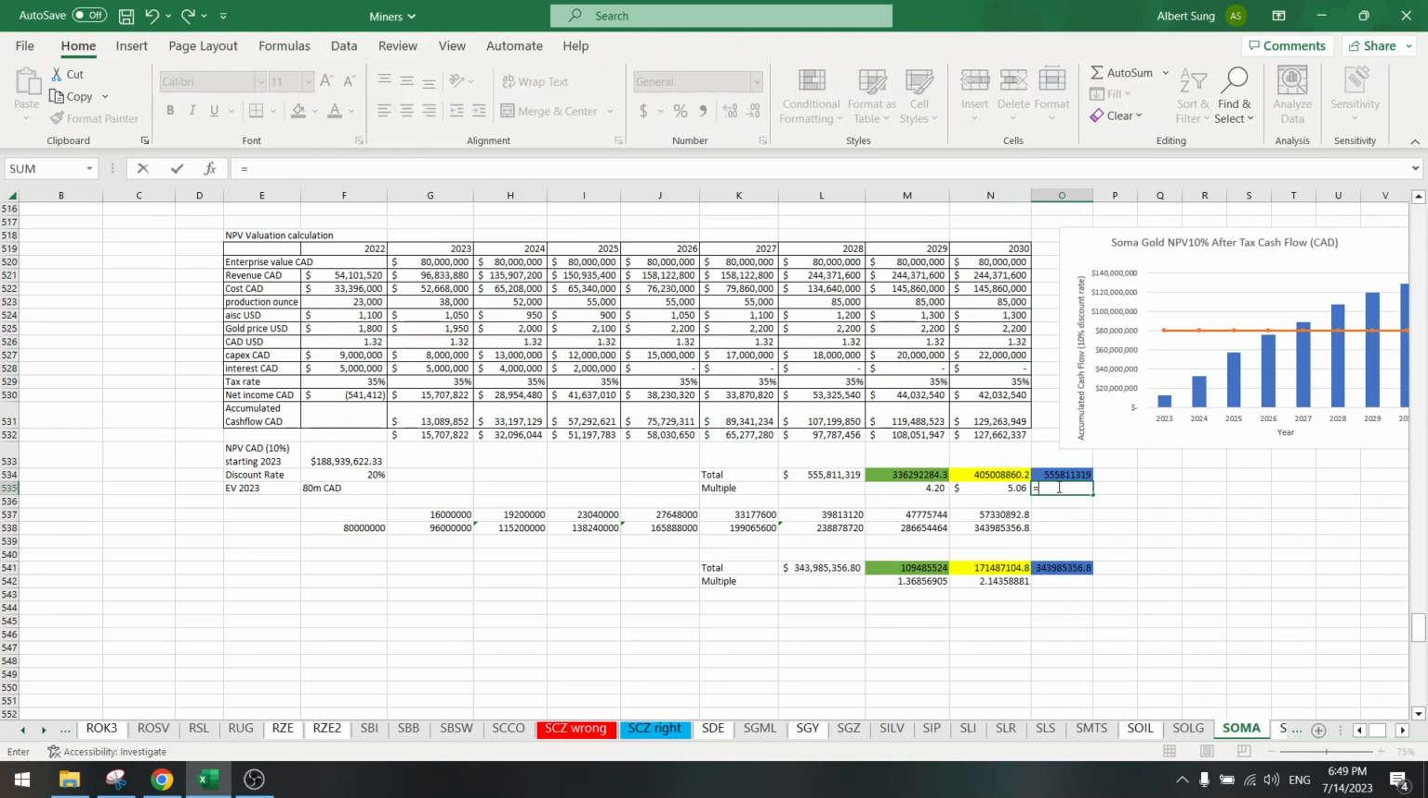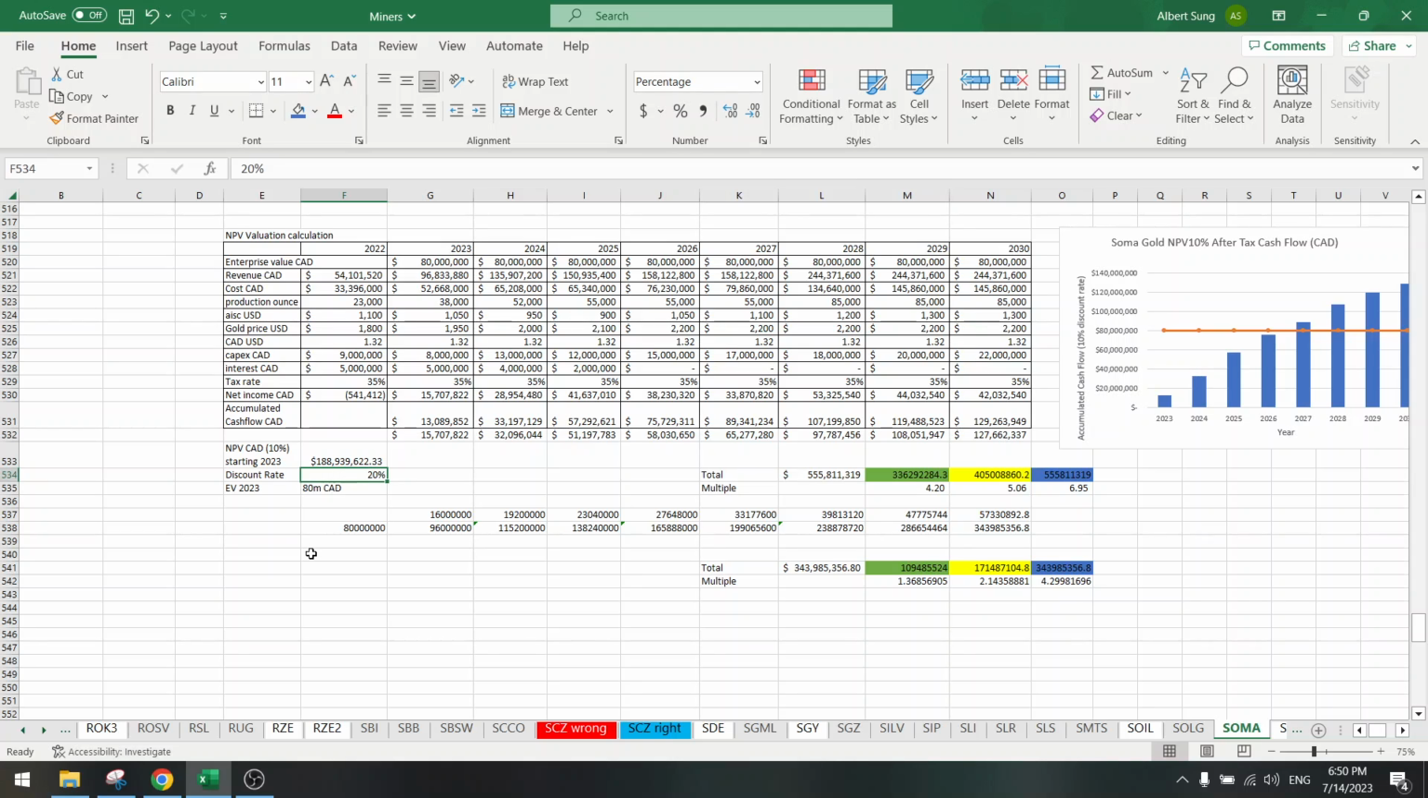And the multiple is this divided by this. So here we have a multiple of 7 now, and here we have a multiple of 4. So the bonds are starting to win, right? The bonds are starting to win. We now have 4x our money in 8 years, but here we still have 7x our money. So Soma Gold is still good at 20% discount rate.